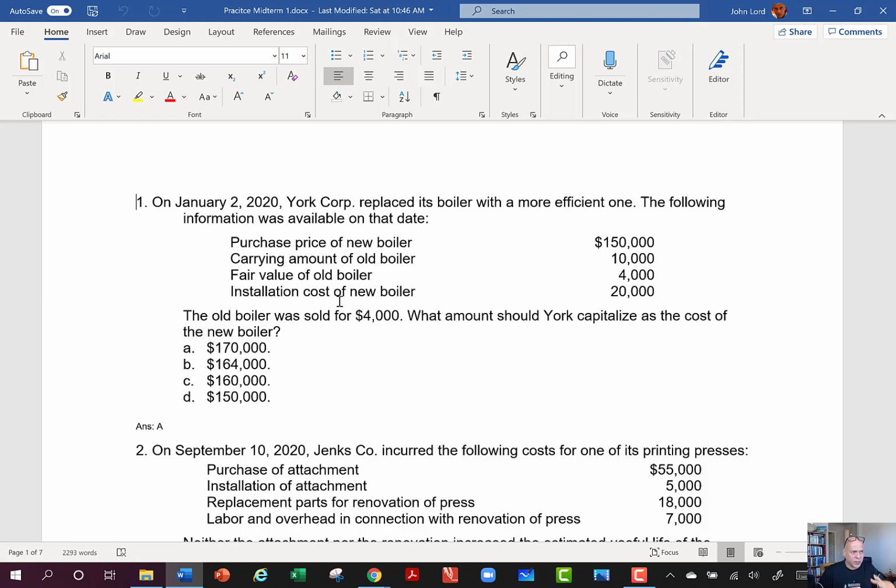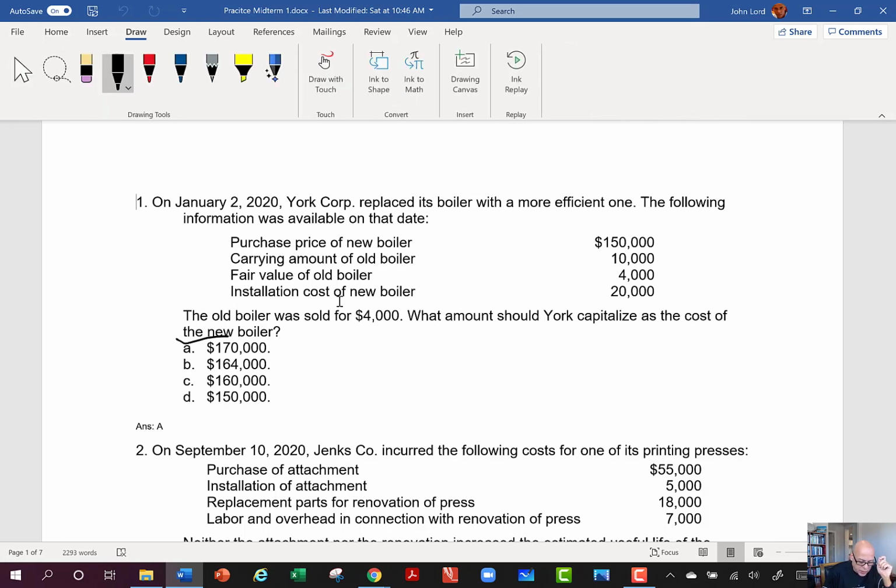So your brain automatically starts thinking, oh, non-monetary transaction. No, this is, I acquired a new asset for cash apparently, and then I sold an old asset for cash, okay? So you don't have to worry about those non-monetary transaction rules. All we're doing here is trying to figure out what we should record as the value of the new boiler. That's what the question says, okay? Capitalized cost of the new boiler. So of course, we're going to pick up that $150,000. That's the purchase price. We know we have to capitalize that.